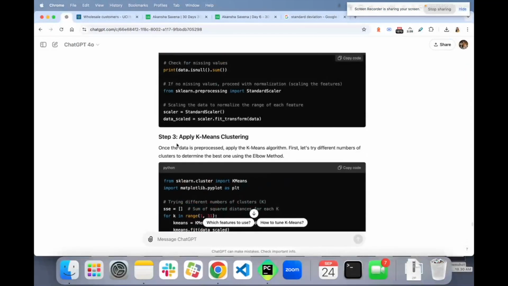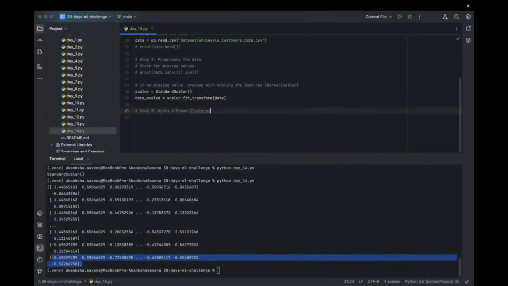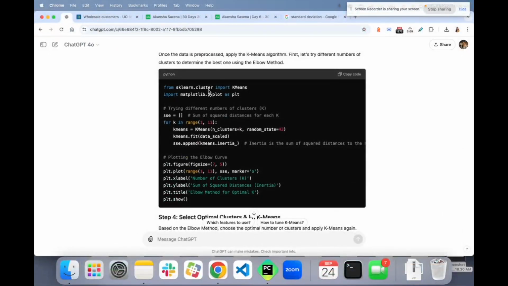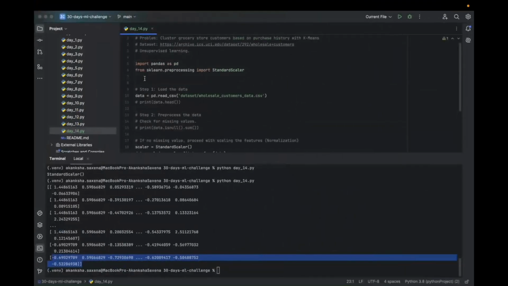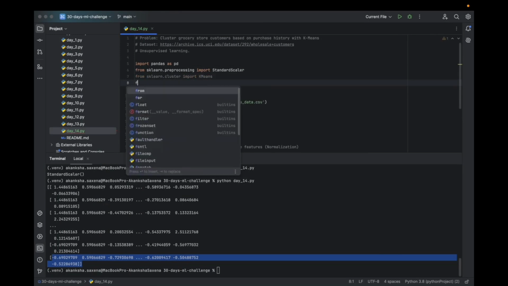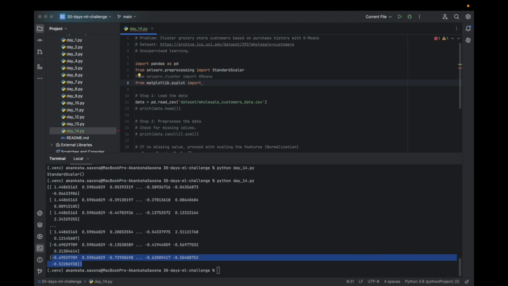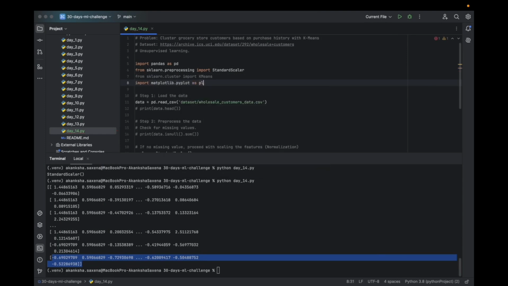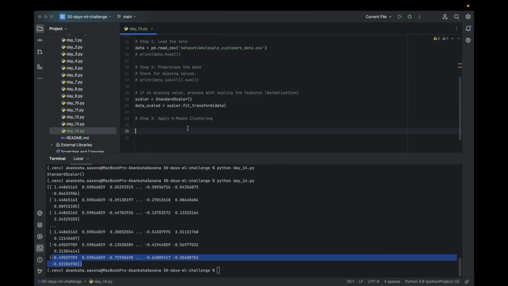Let me go to the solution. Apply k means clustering. So we are coming to this. We have to import KMeans from the sklearn.cluster package, and we will also visualize it together. So we will see the elbow curve. So we get the matplotlib.pyplot package as well. From sklearn.cluster import KMeans, and import matplotlib.pyplot as plt.